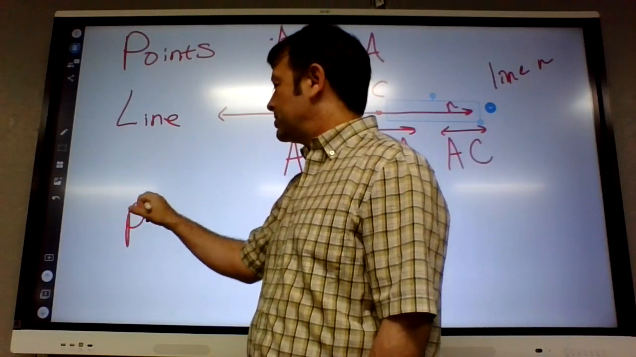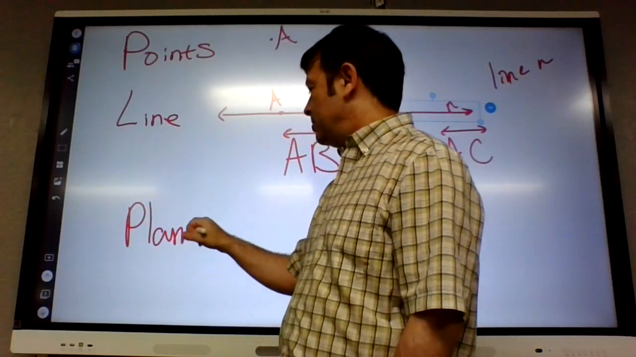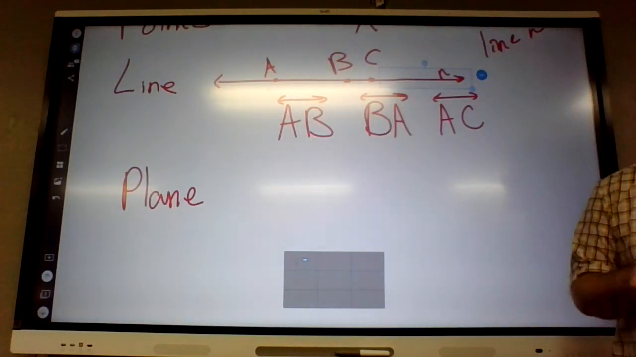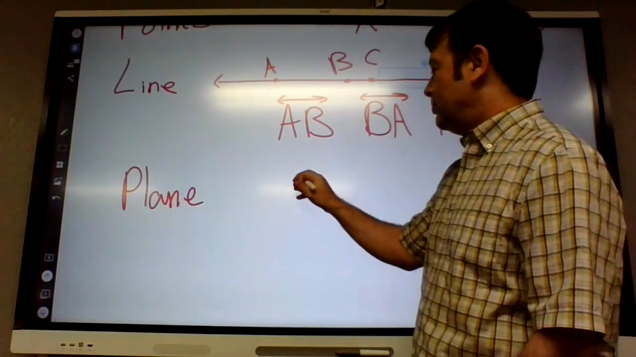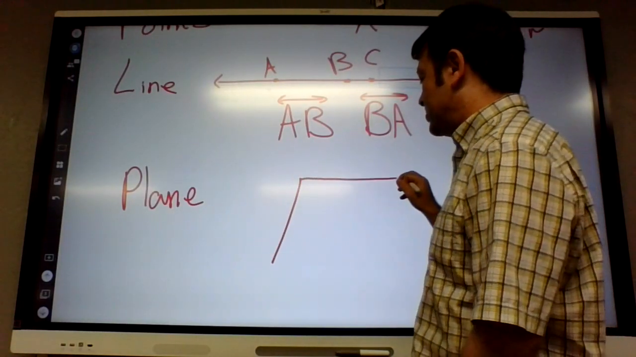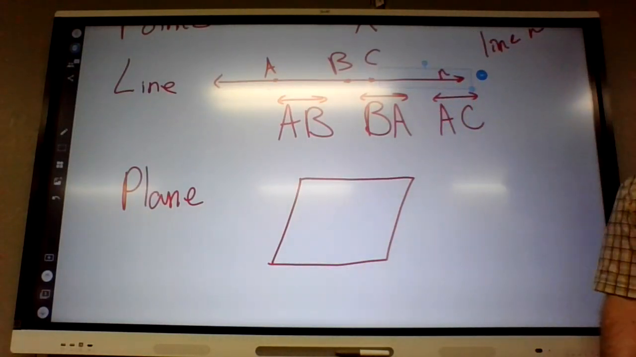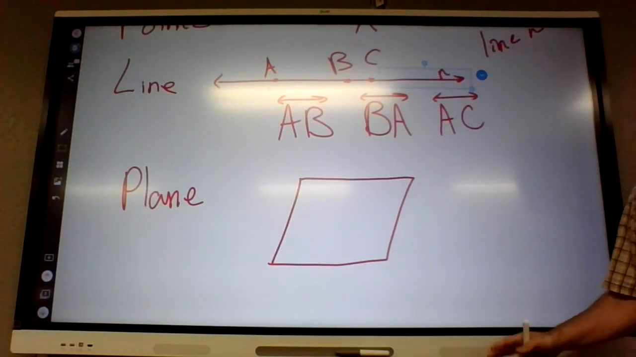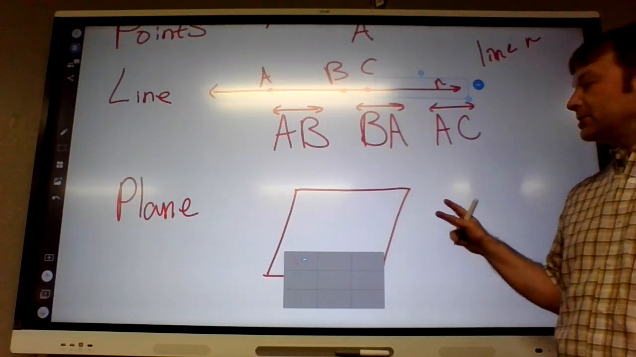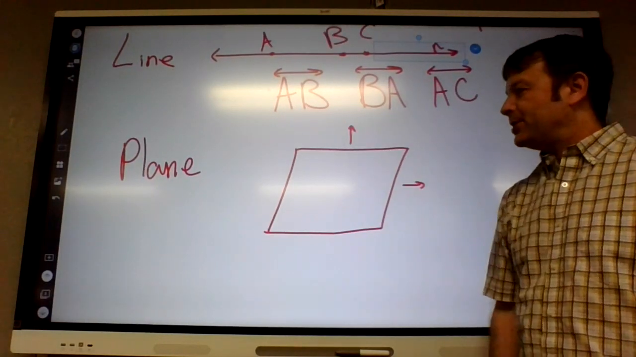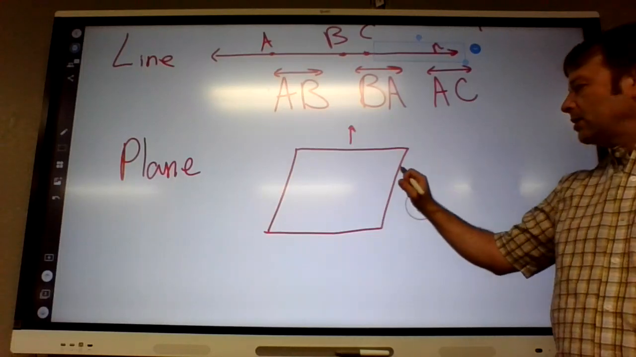Planes. And a plane is a 2-dimensional surface that goes forever, a flat surface that is infinite. We can't draw anything infinite, so we have to use this picture. This is called a parallelogram. We're not really learning about parallelograms yet, but that's what it is. And it just implies that it's part of the infinite plane. Okay.